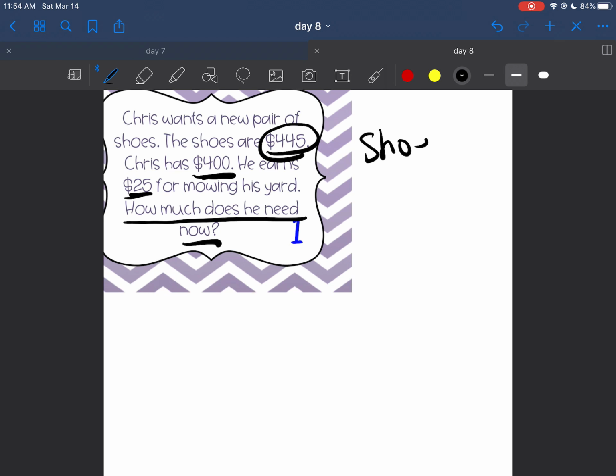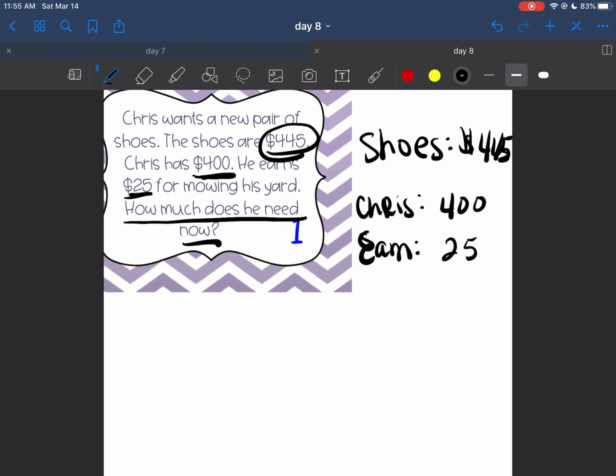Well, we know that the shoes cost him $445, right? $445 is our total. Those shoes are not going to cost any more than $445. We know that right now Chris has $400, and then he earns $25. So what happens when you earn money? Are you adding to what you already have, or are you taking away? If you are earning, you're adding. So we know that Chris currently has $400 and he's adding to what he has, $25.